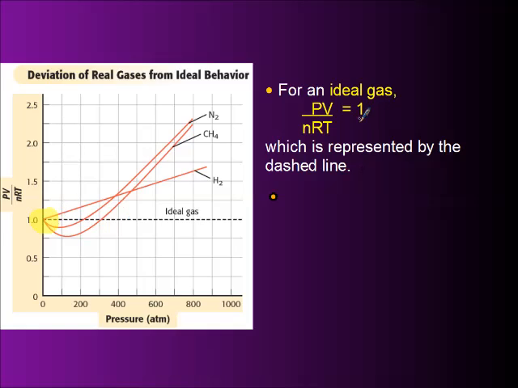So for ideal gases, PV divided by nRT equals 1. Anything divided by itself is 1, which is this dashed line across here. That's your ideal gas.